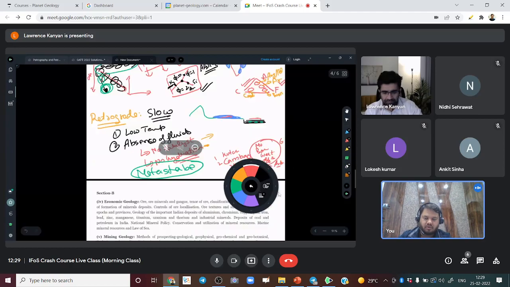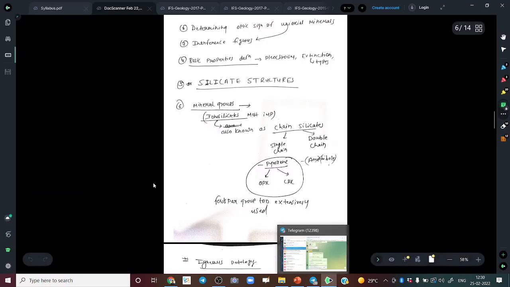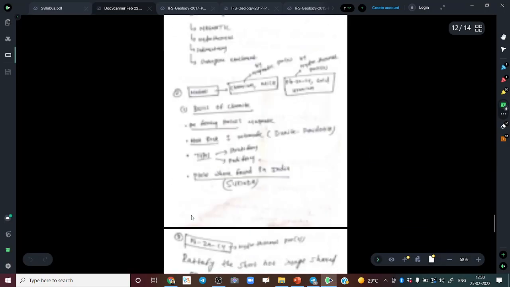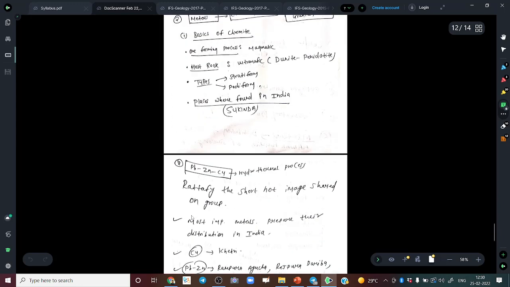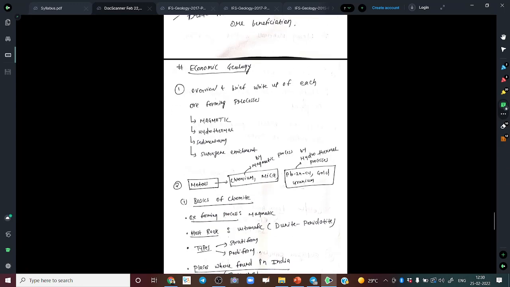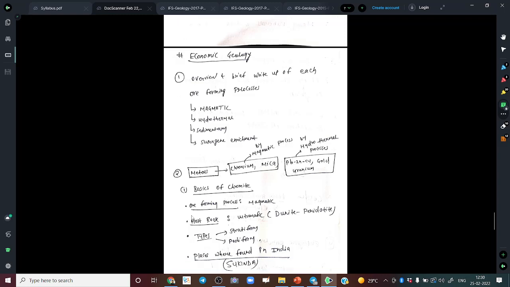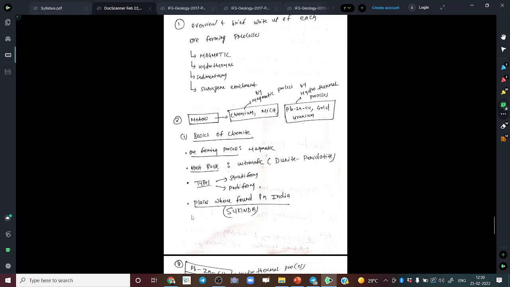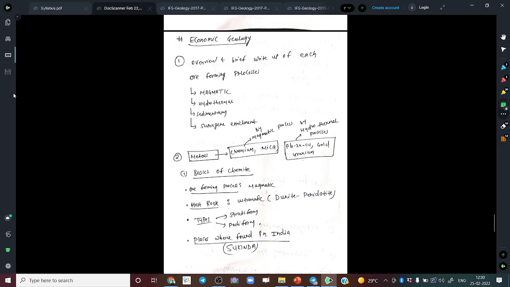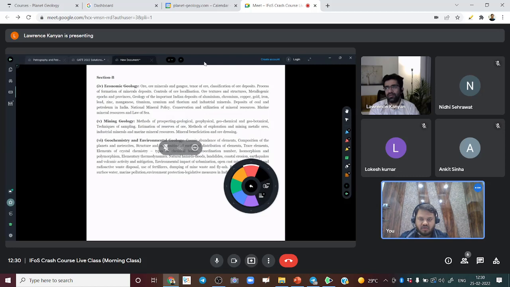Now in economic geology, this is also pretty vast. I have prepared a very short video for this also that I'll share. You can see it after your GK English paper. But just for discussion purposes, the first thing you should cover in economic geology is the overview of ore forming processes. There are basically 6 or 7 ore forming processes you will get, which is the topic.